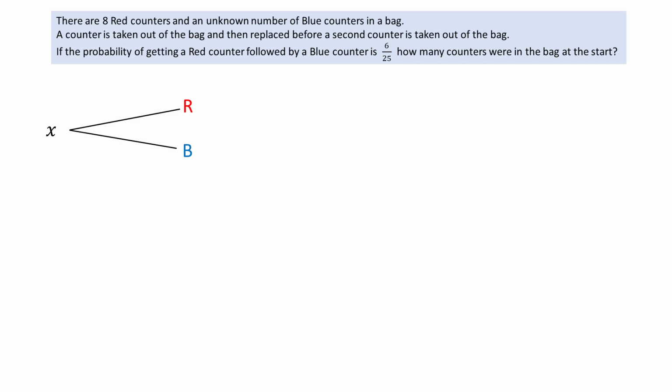First, I let the total number of counters be represented by X and recorded the 8 red counters given, and then deduced that there must be X minus 8 blue counters. When a counter is picked, it is immediately replaced, so there will always be the same number of red and blue counters when the next counter is picked.